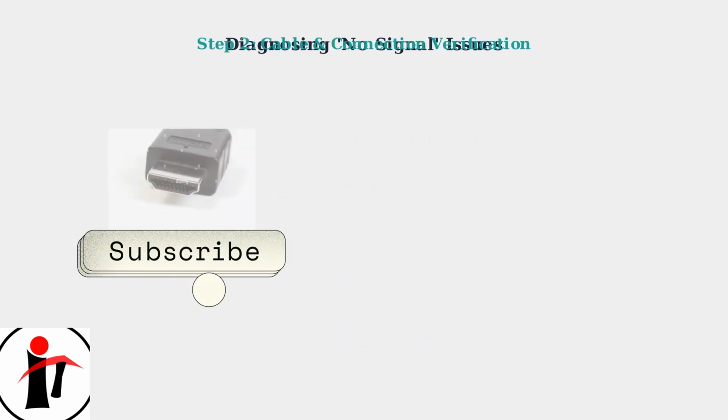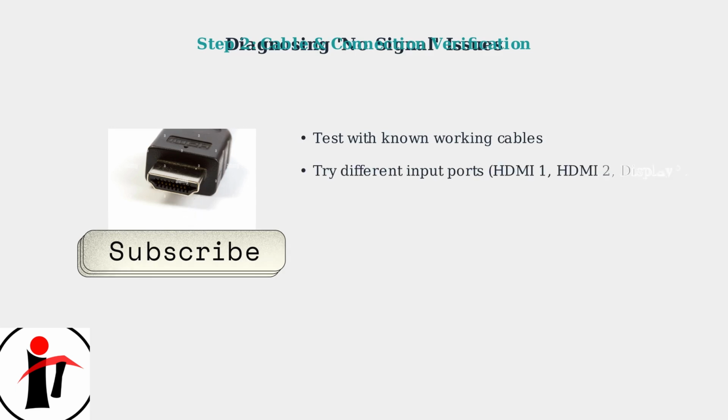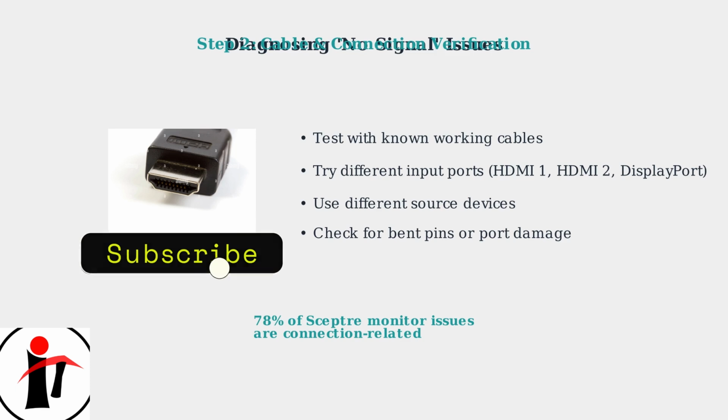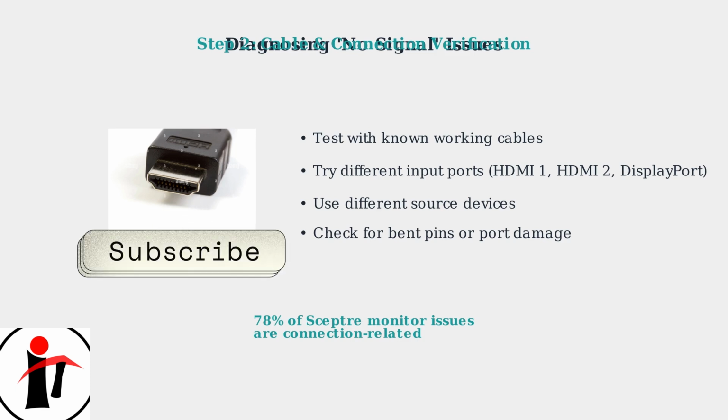Next, verify your cable connections systematically. Test with known working cables, try different input ports such as HDMI 1, HDMI 2, or DisplayPort, and use different source devices to rule out cable or port damage. Remember, 78% of Sceptre monitor issues are connection-related, so thorough cable verification often resolves the problem.